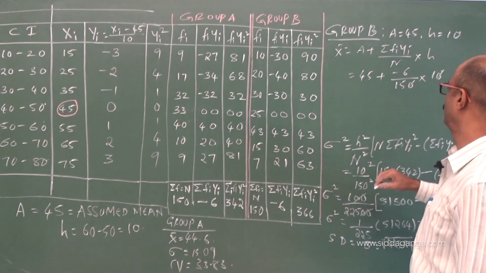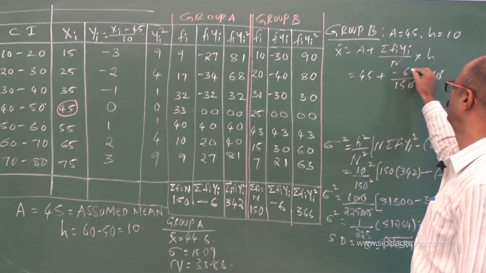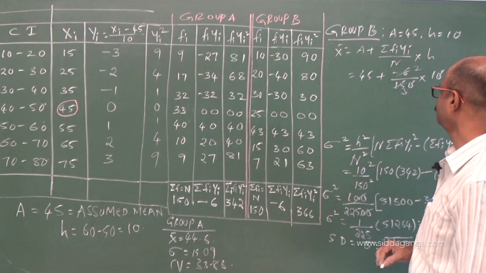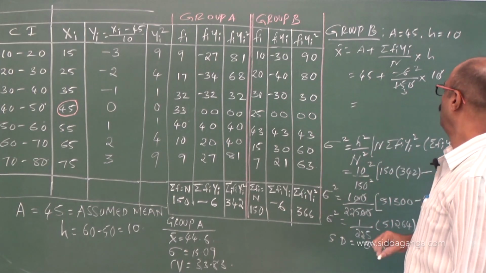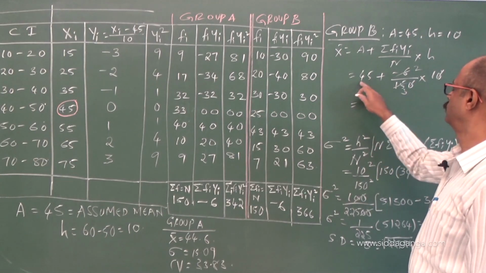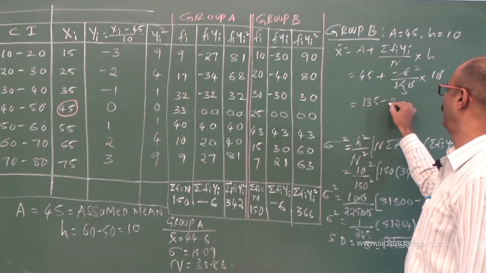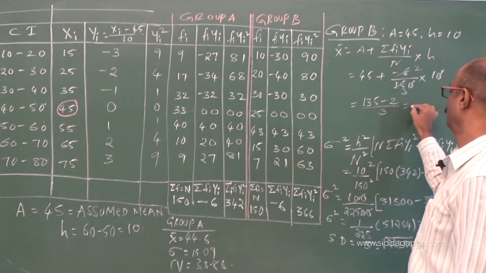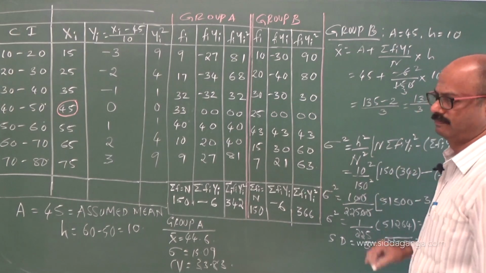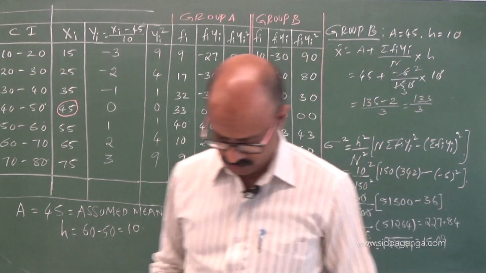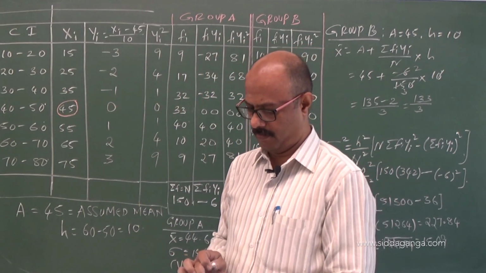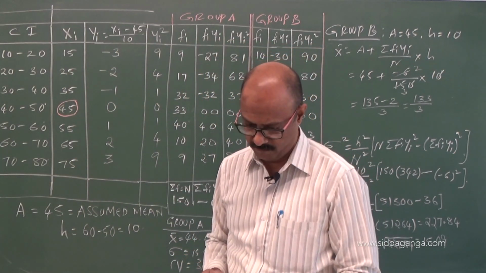So the zeros get cancelled. Once again, 3 twos are 6, and the 3s get cancelled. Here 5 3s are 15, 135 minus 2 divided by 3, which is equal to 133 divided by 3. So 133 divided by 3, you will get 44.